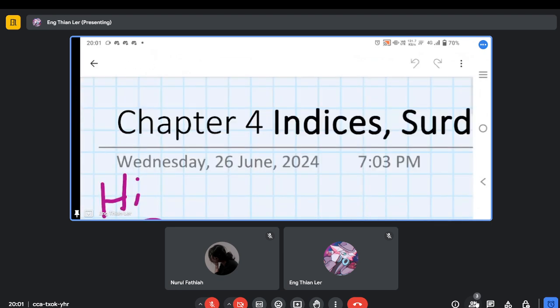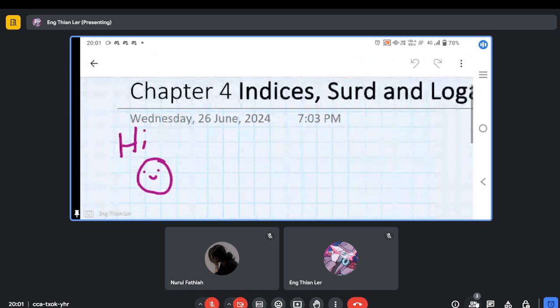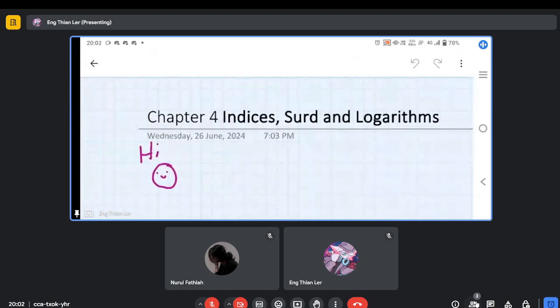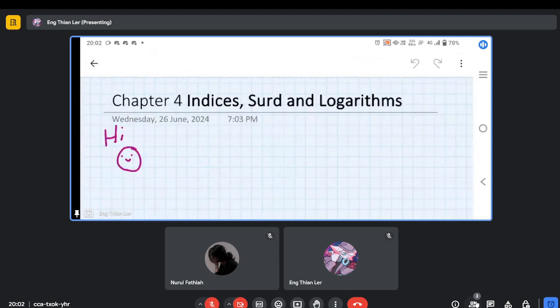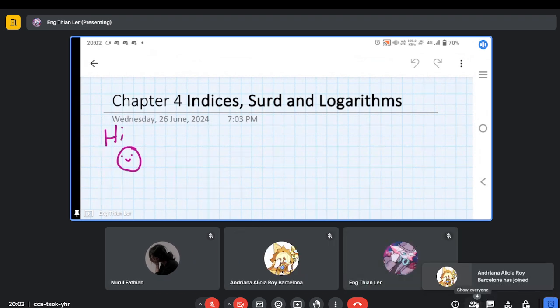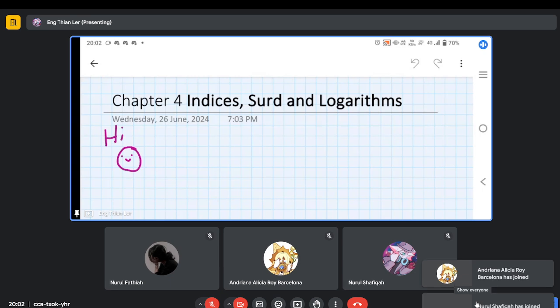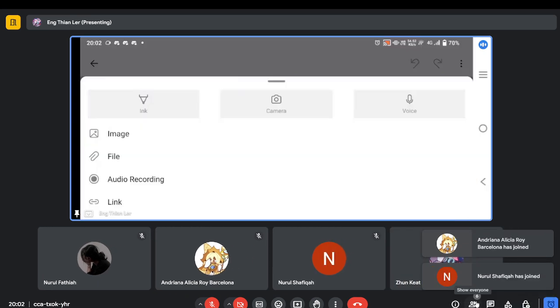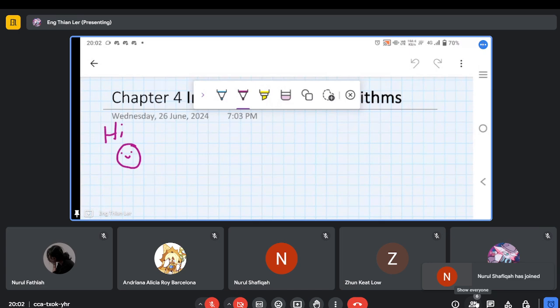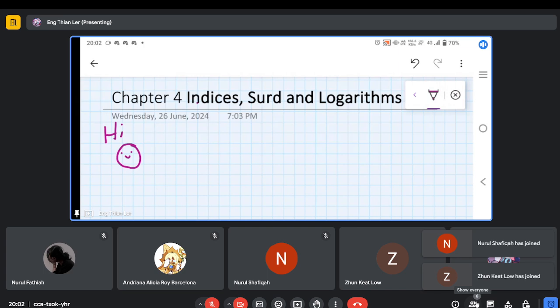Okay, today we are talking about indices, surds, and logarithms. I have done this since last week, and today will be the second class. For the recap, last week we talked about indices, surds, and logarithms, and we introduced the laws of indices. So let's check some laws of indices.